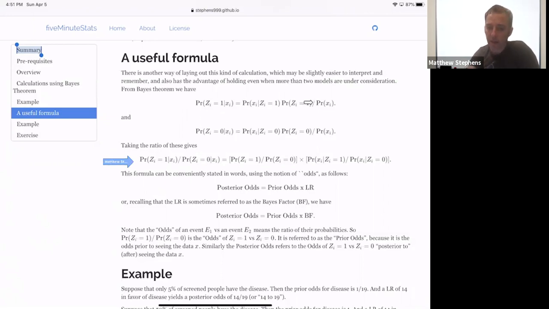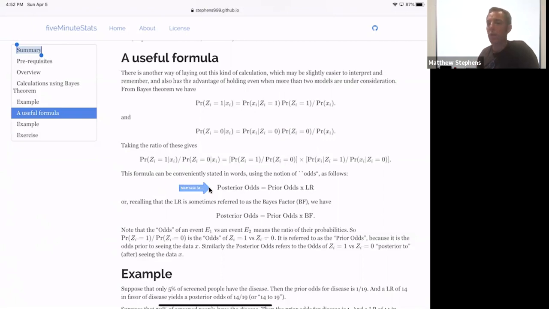cancellation. Specifically, this probability here, which is the probability of the data, which is a little inconvenient sometimes to deal with, cancels out, so that when we get the ratio, we get a nice formula here that also has a nice verbal expression here, which is that the posterior odds is equal to the prior odds times the likelihood ratio.